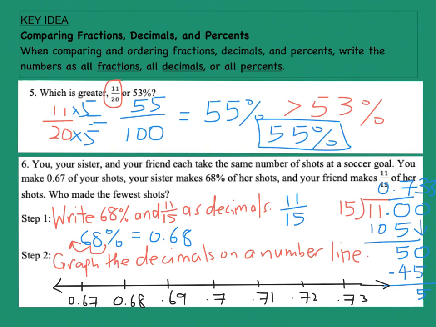So this is the number for you, and the next one is for sister, and then you have a number a little bit further, 0.73. This is for friend. And from here you can see that you made the fewest shots, so the answer will be you.